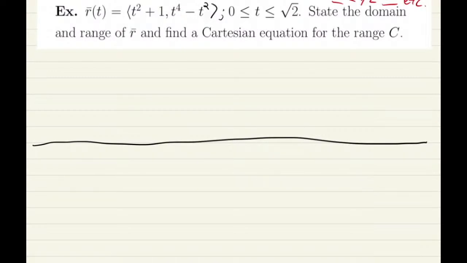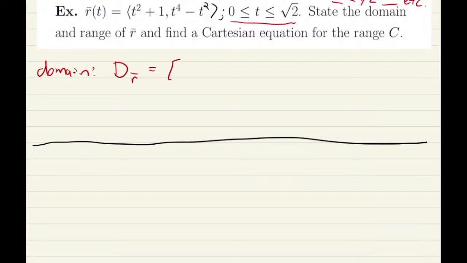Example: r of t is a 2D vector function. x of t is t squared plus 1. y of t is t to the fourth minus t squared. Here I have a bounded interval. The domain is a bounded interval this time. That can happen. We can call this the domain of r. I like that notation. It's nice and clear, and as long as we're consistent, it's nice and efficient.